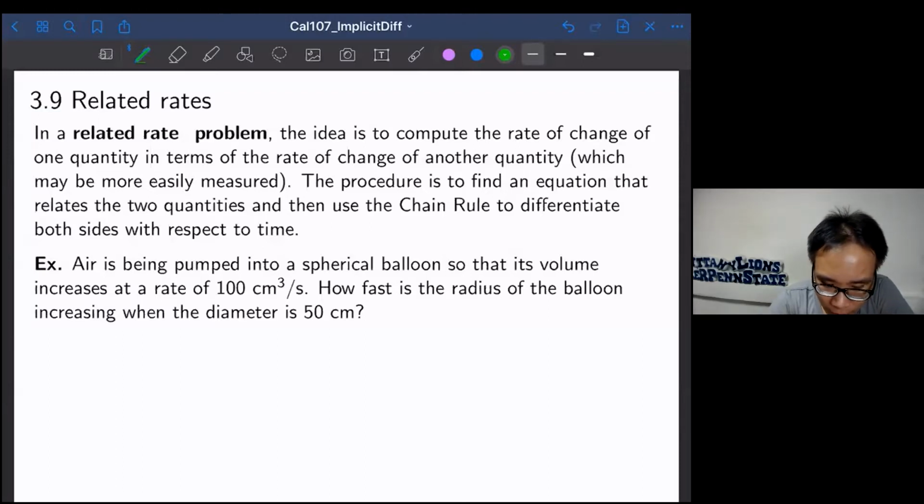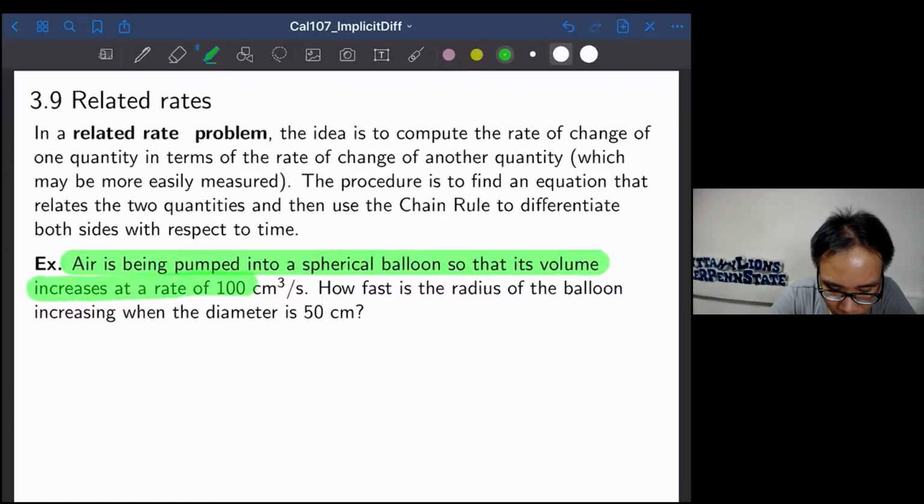The example says that you have air being pumped into a spherical balloon, so that its volume increases at the rate of 100 cubic centimeters per second. You'll be able to measure this because you know how much air you pump into the balloon. Like I said, this is the quantity that is easily measured.